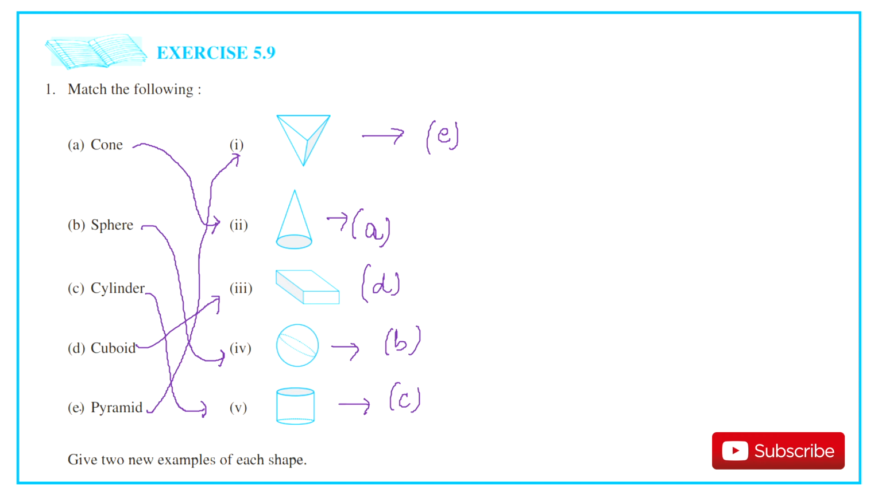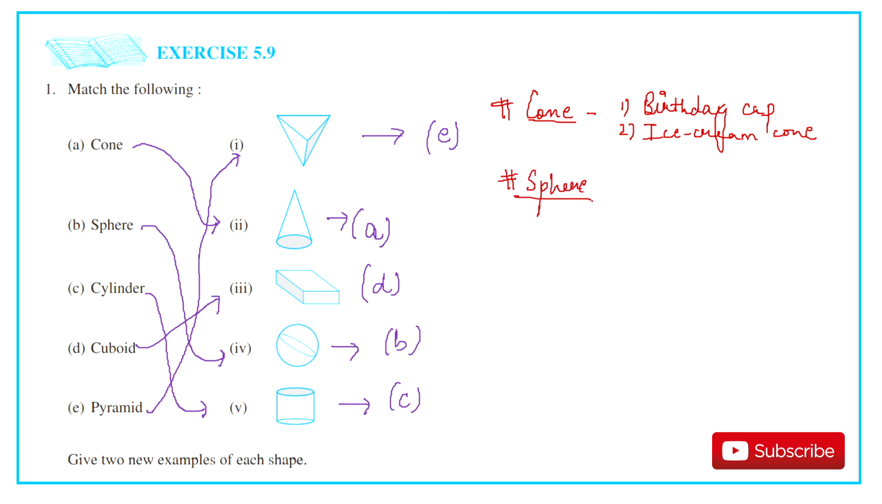So now here we are supposed to also give two examples. Yes. So let's give an example for cone. Cone का example हो सकता है birthday cap. Yes. Birthday cap हो सकता है और हम लिख सकते हैं ice cream cone. Yes. Then coming to the next, sphere. स्फीयर के रियल लाइफ एग्जांपल्स क्या हो सकते हैं? बॉल हो सकती है. Yes, स्फीयर में we can say football और we can also say cricket ball. है ना, स्फीयर हो गया.